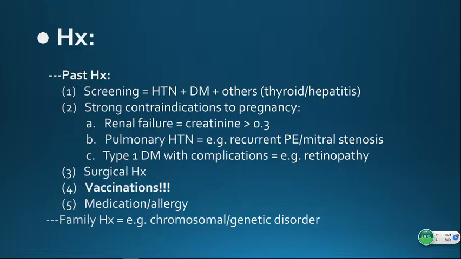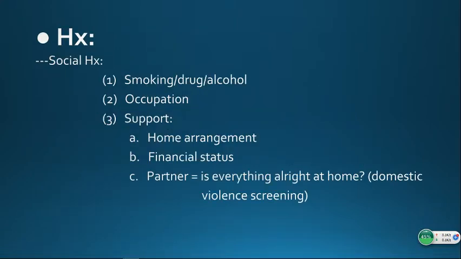Then surgical history, of course, and importantly, vaccinations. Vaccinations against the TORCH organisms, and we'll talk about that in a bit more detail. And then medications and allergies. So standard questions, basically. For family history, you're looking at any chromosomal or genetic disorders that go in the family. Social history, standard questions: smoking, drugs, alcohol, occupations. These are pretty standard.